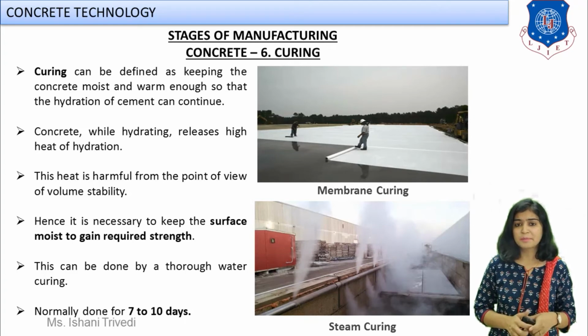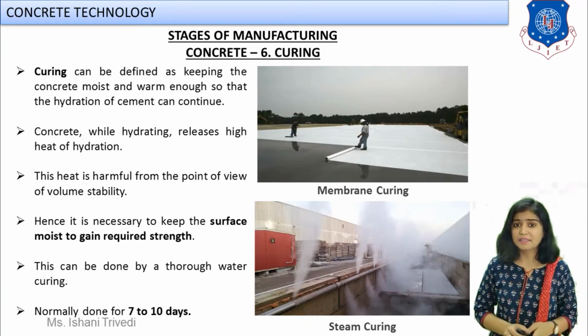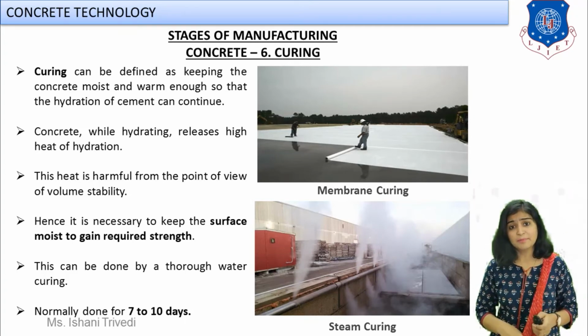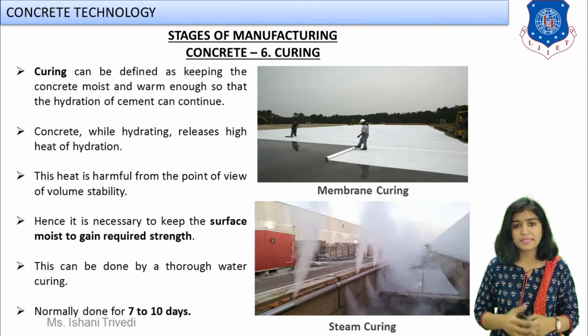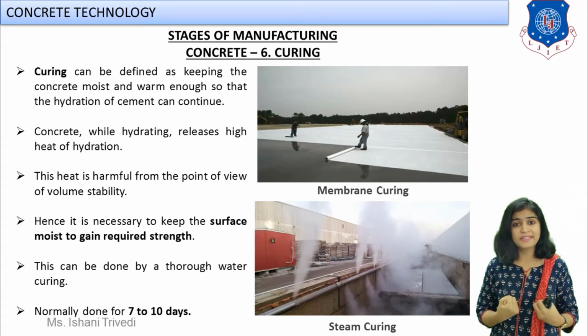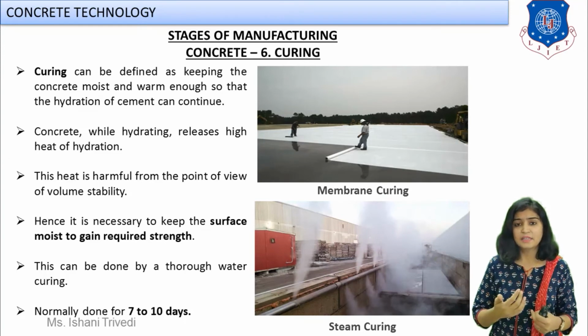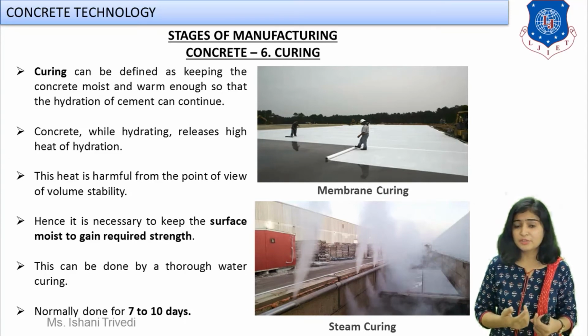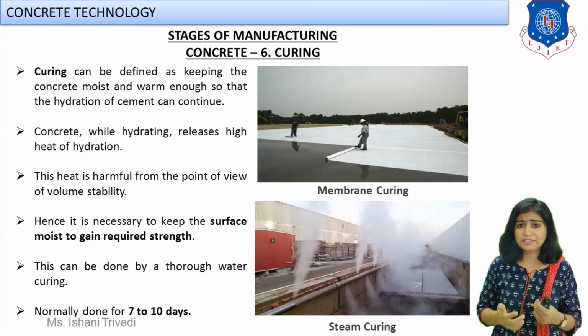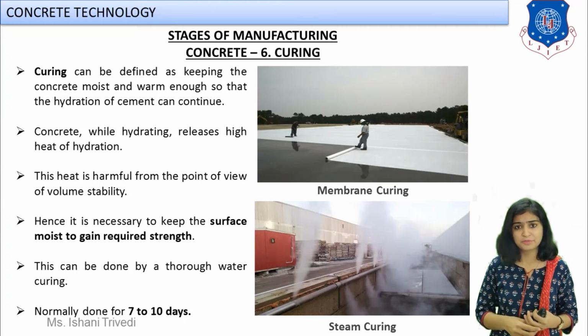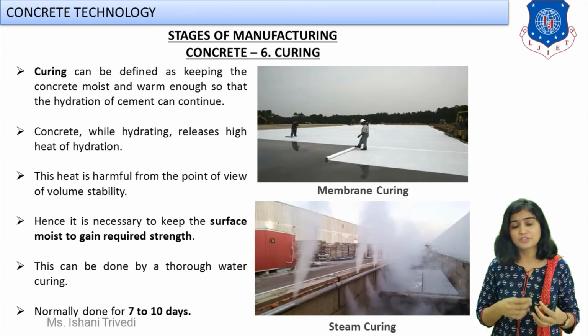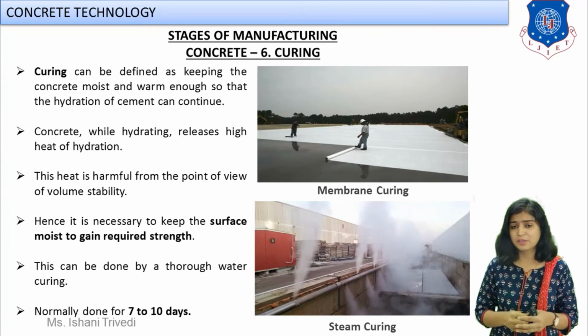Now bituminous compound means it will be a black colored material, but if you provide a black membrane, a black thin film, then again it is going to absorb more heat energy from the sun. Hence bituminous compound can only be used when you are opting for membrane curing on surfaces which are not exposed to the atmosphere, like the inside of a tunnel, the lining of a tunnel. Otherwise white compounds can be used, which is also visible over here.